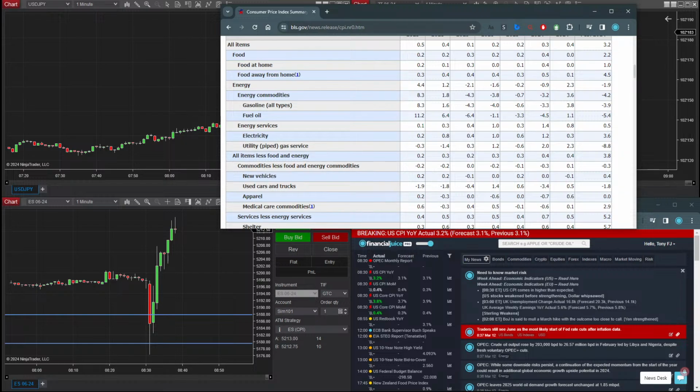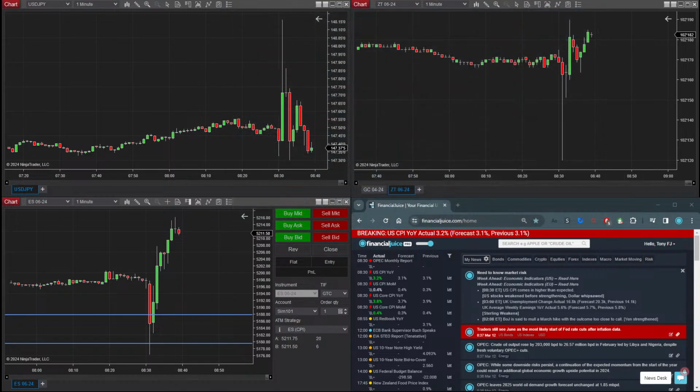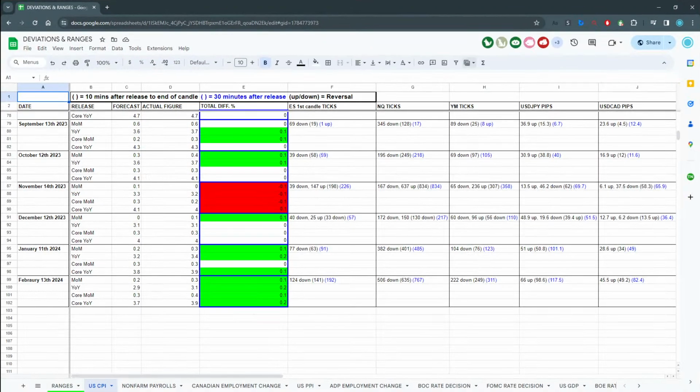And next week, as I said, we've got the Fed interest rate decision. We have the Bank of England interest rate decision as well, which is the following day. We will be covering both of those. Now, one thing I didn't get to show you guys in detail was the CPI report.